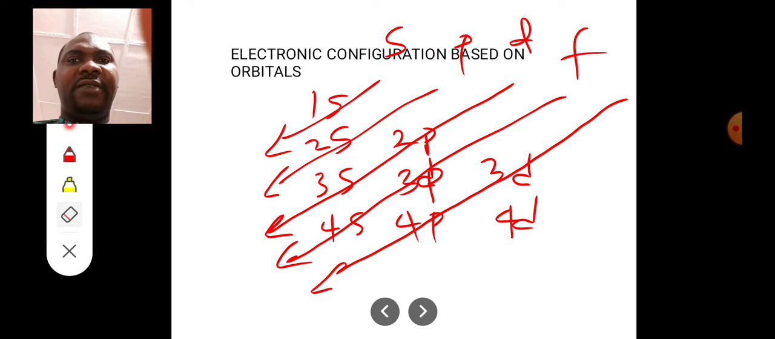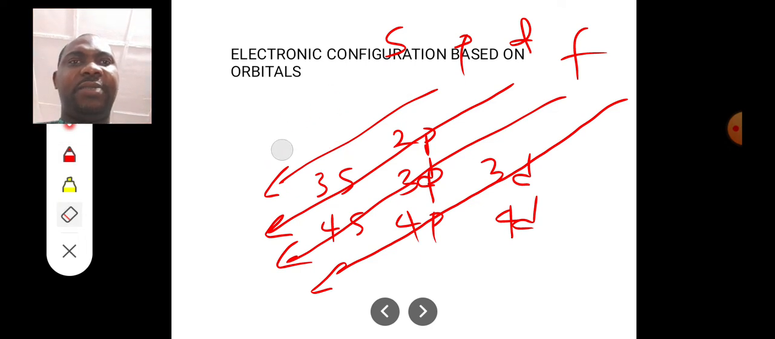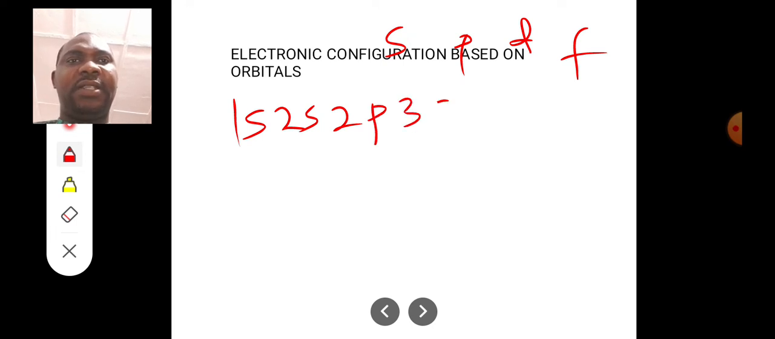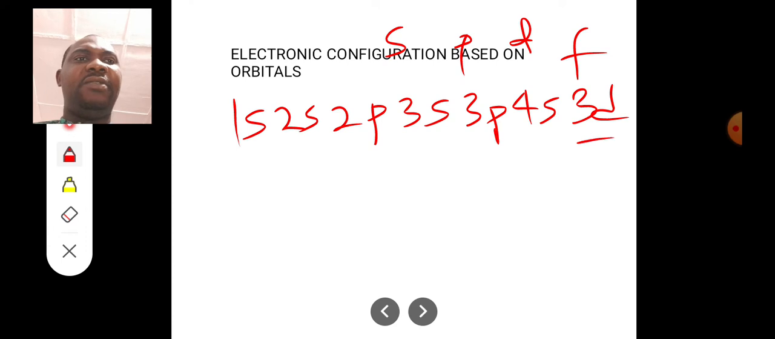If I follow the Aufbau principle, this is the arrangement of orbitals according to their energies. I have 1s first. After 1s is 2s. After that is 2p. After that is 3s. After that is 3p. After that is 4s. Then after 4s, you now have 3d. For our level, we are going to stop here. So this is the order.